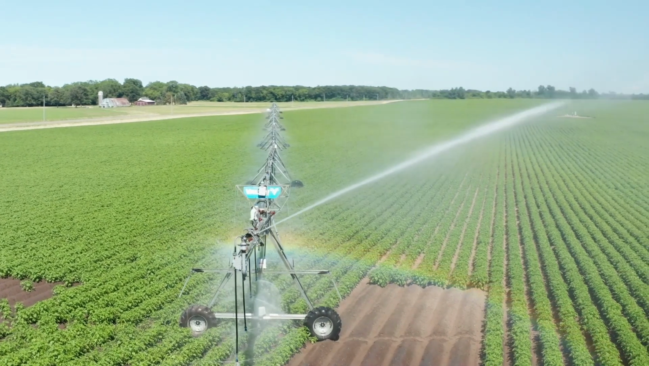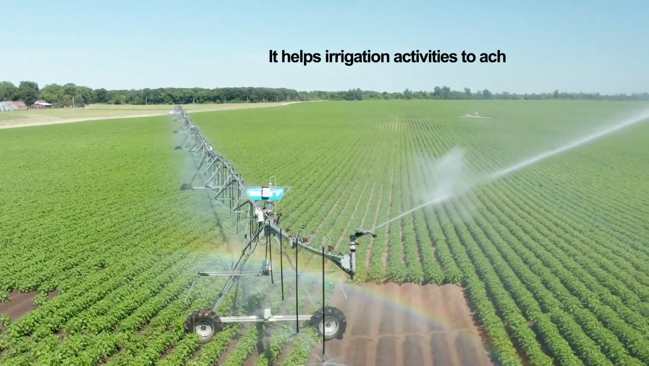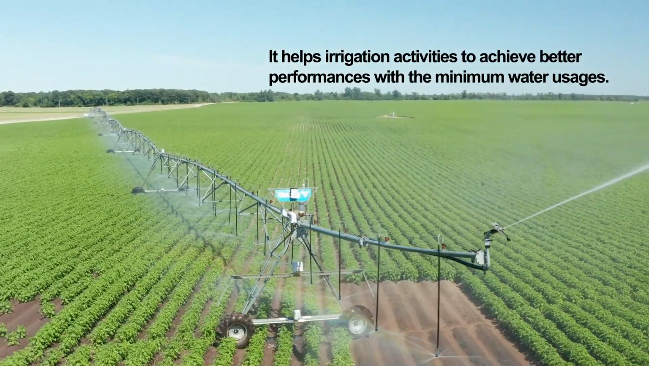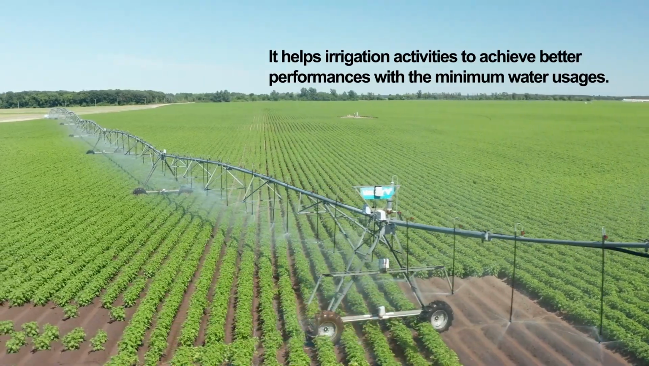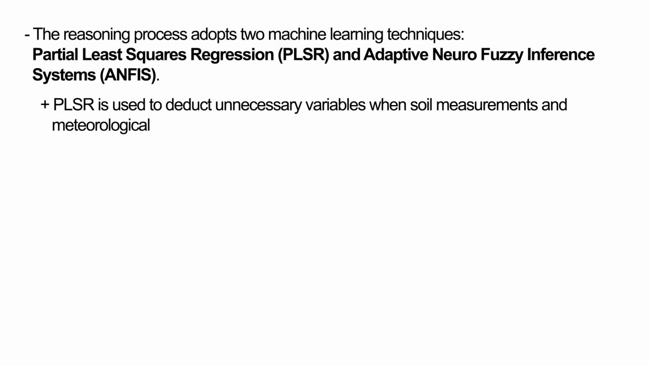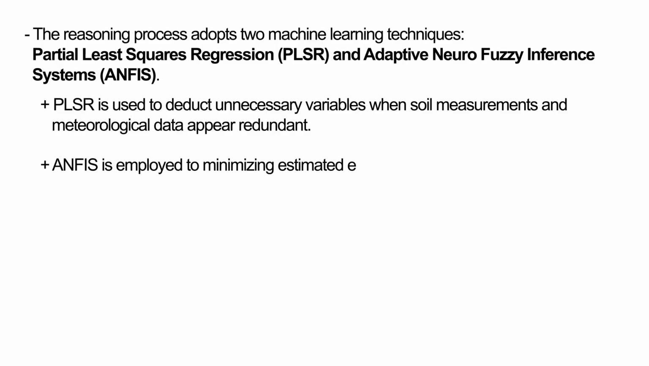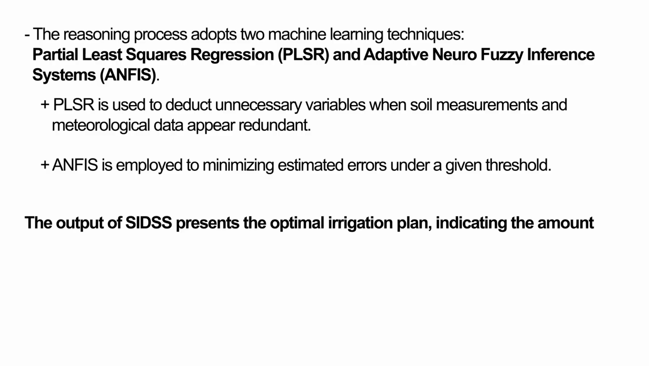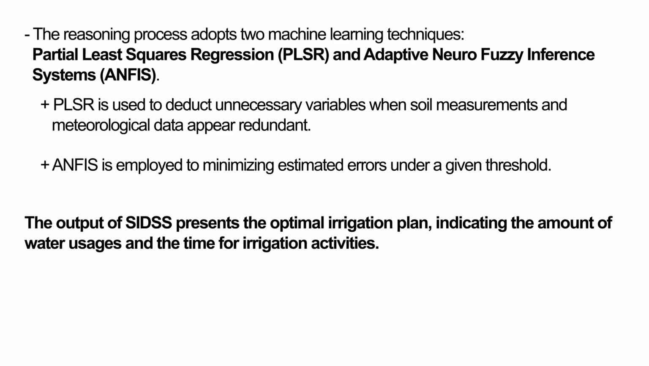The Smart Irrigation Decision Support System, SIDSS, as its name suggests, helps irrigation activities to achieve better performances with the minimum water usage. The reasoning process adopts two machine learning techniques: partial least squares regression, PLSR, and adaptive neuro-fuzzy inference systems, ANFIS. PLSR is used to deduct unnecessary variables when soil measurements and meteorological data appear redundant. ANFIS is employed to minimize estimated errors under a given threshold. The output of SIDSS presents the optimal irrigation plan, indicating the amount of water usage and the time for irrigation activities.